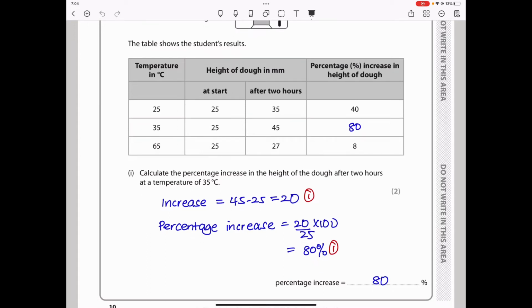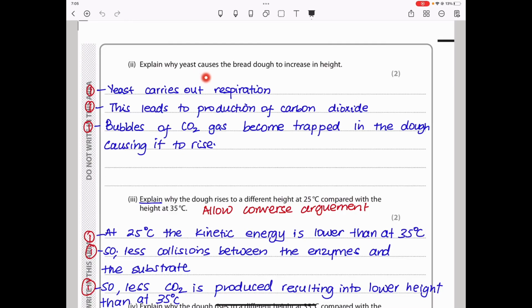I said increase in height is going to be, we can see here, 45 minus 25. That is the change in height. Now, the percentage increase will be change divided by the original times 100, which gives us 80%. I will continue to the next part. Explain why yeast causes the bread dough to increase in height.